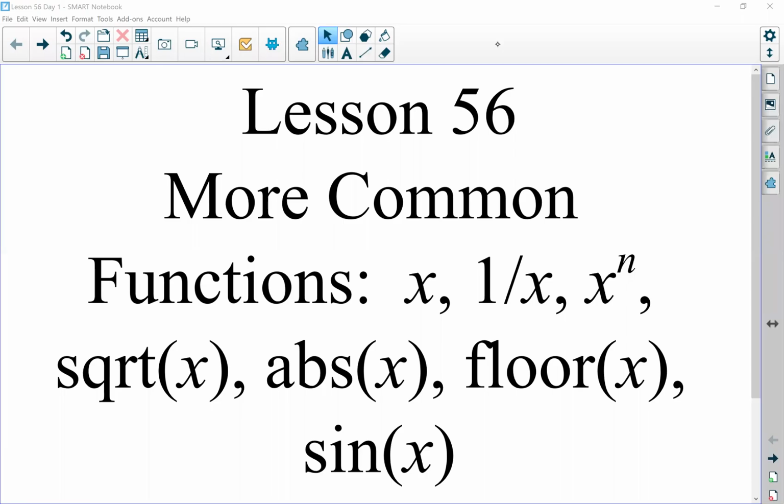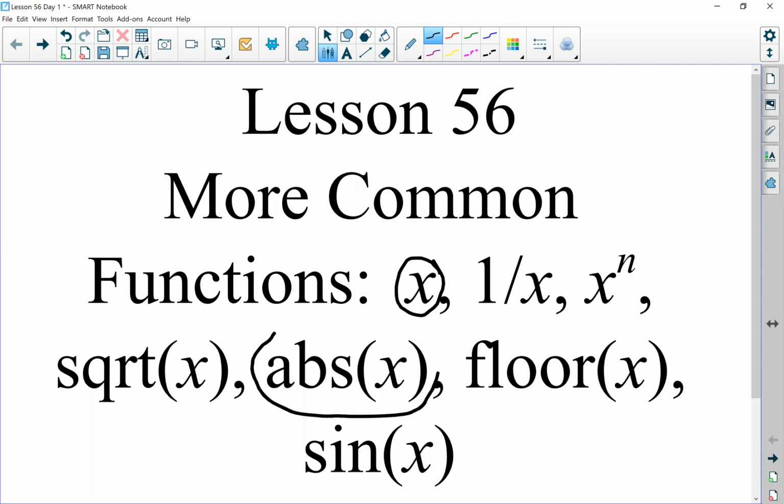All right, day one of lesson 56, and we are going to graph some functions. Today we're going to focus on x and the absolute value of x. So your textbook is going to use this ABS of x for some reason here. But when you take a look at the homework assignment, they actually use the absolute value symbol. So I don't know why, but they do.